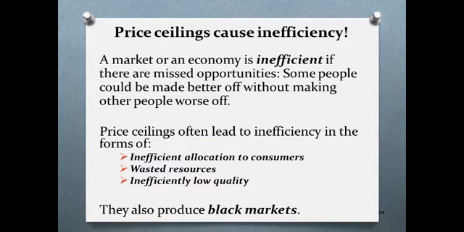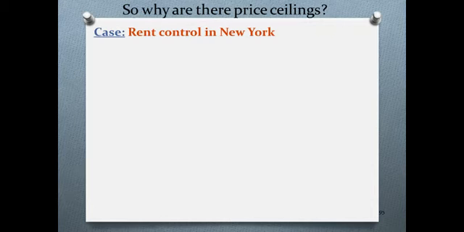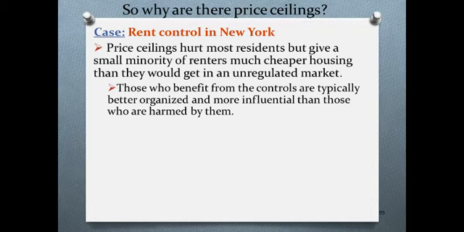They also produce something called black markets. Let's explore that for a second. So why are there price ceilings? Well, they hurt most residents, but they give a small minority of renters much cheaper housing than they would get in an unregulated market. You're helping some people who need help, but in return you're making several people worse off. Most people are made worse off so a small minority can have better housing.